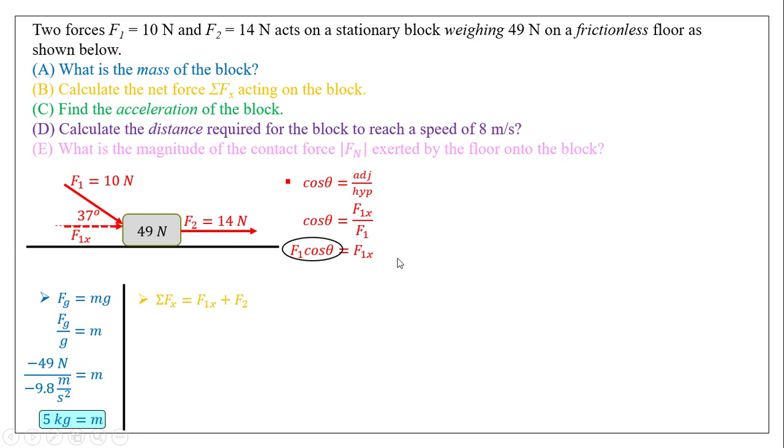Well, F1 is given to us. We know that's 10, and cosine of theta is also given to us, okay? So by now, hopefully you recognize that we just derived an expression for F1x, so we can substitute in for this statement.